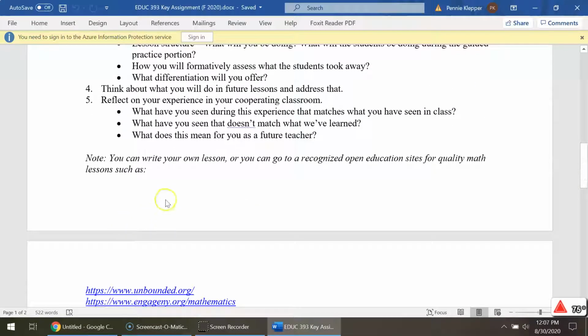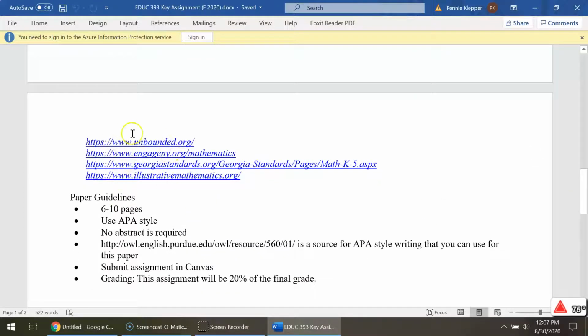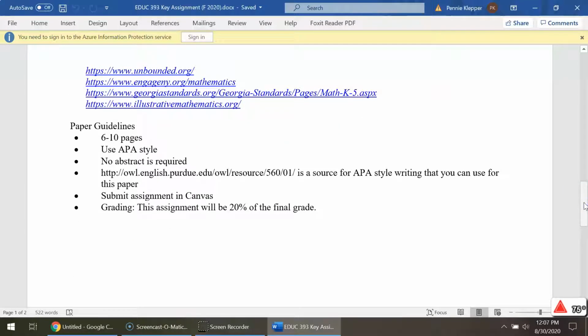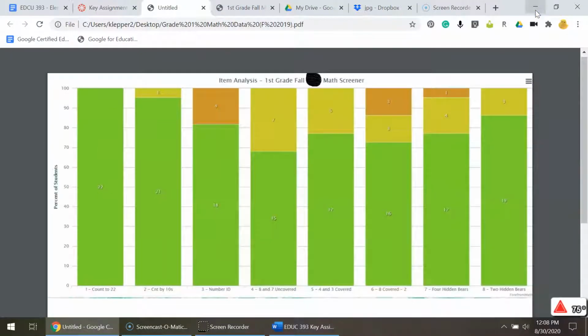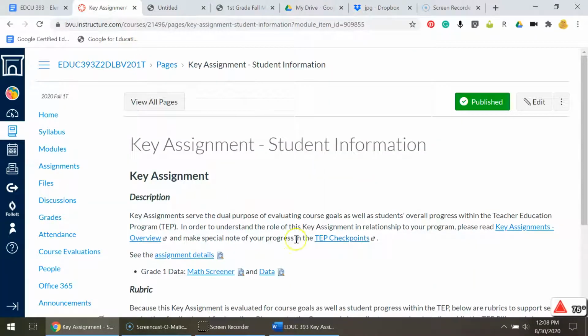And then just once again, you can write your own lesson, or you can go on to a recognized open education site. And those are some sites listed right here. And then here are your paper guidelines. It needs to be 6 to 10 pages using the APA style. There's no abstract required. If you go on this link here, it is a source for APA style writing that you can use for this paper. And then you need to submit the assignment in Canvas, and this will account for 20% of your grade for this course. Okay, so let's go back here.